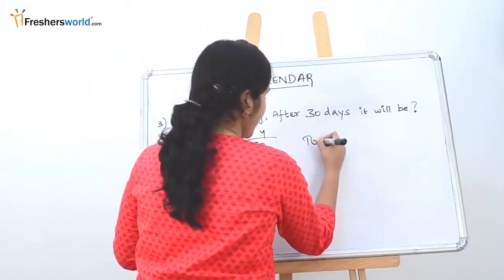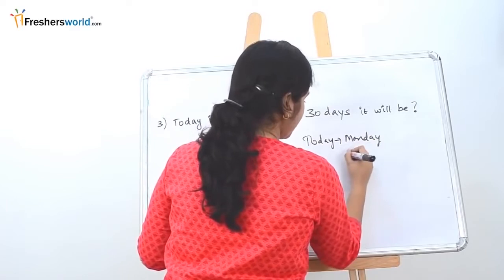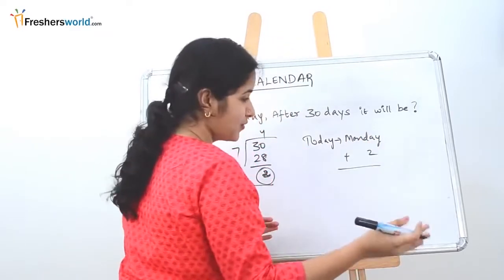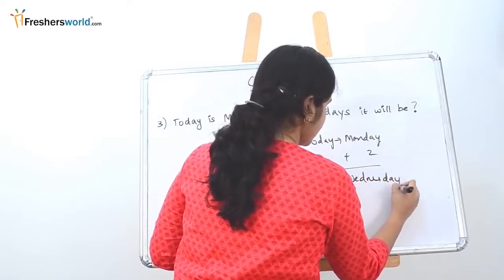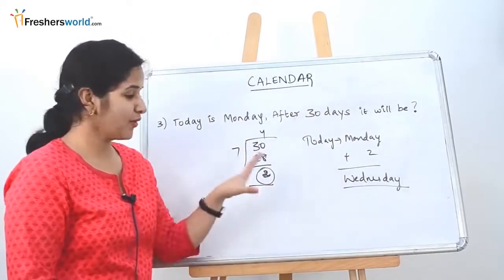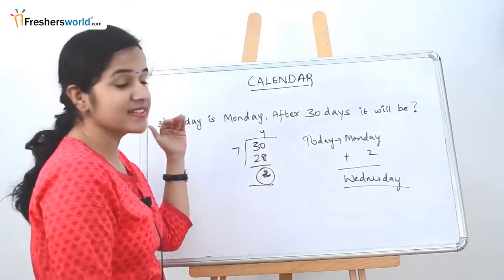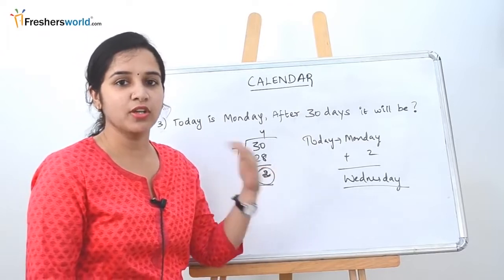So today is Monday, so add plus 2. The next day is Tuesday, then it's Wednesday. So after 30 days, it will be Wednesday. This is how you have to solve this sum. They will ask the same question with different days. It will be the same method that we will follow for every other sum.